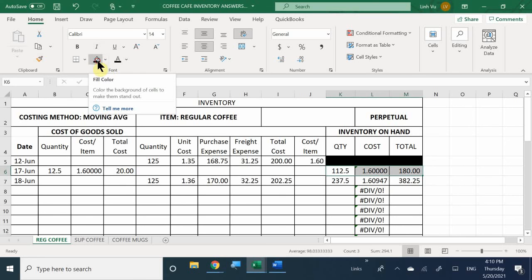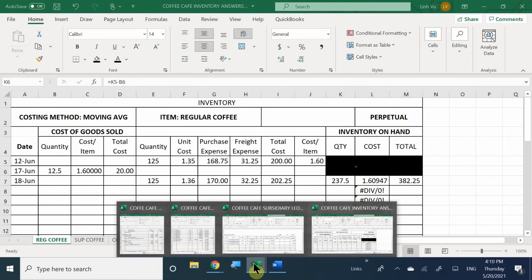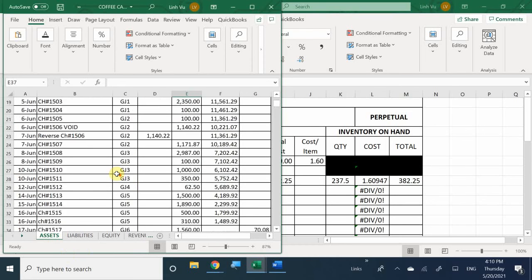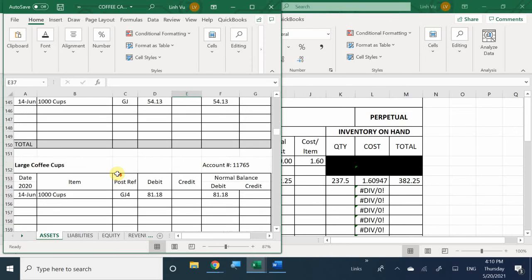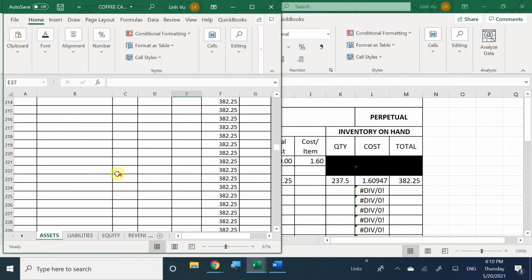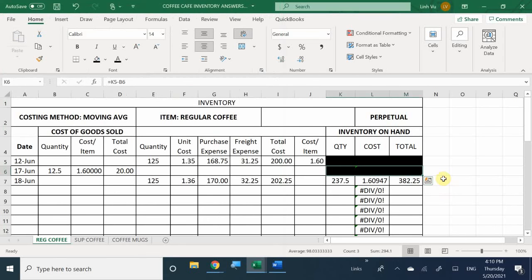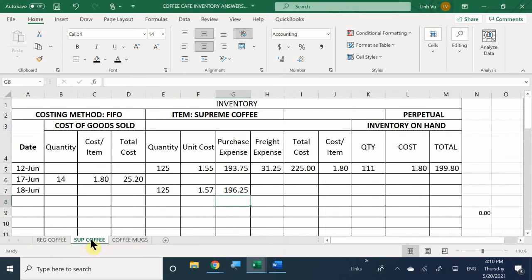Good. Okay, in this case, let's just double check for accounting purposes. So let's take a look at my regular coffee. Here we are. Do we have 382.25? Yes, we do. Good. Okay. So there we go. We completed this side. So now we have to update our Supreme coffee.